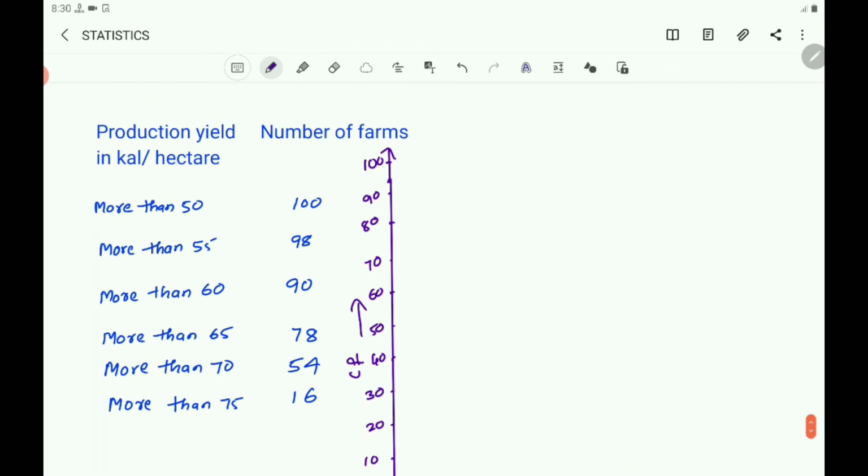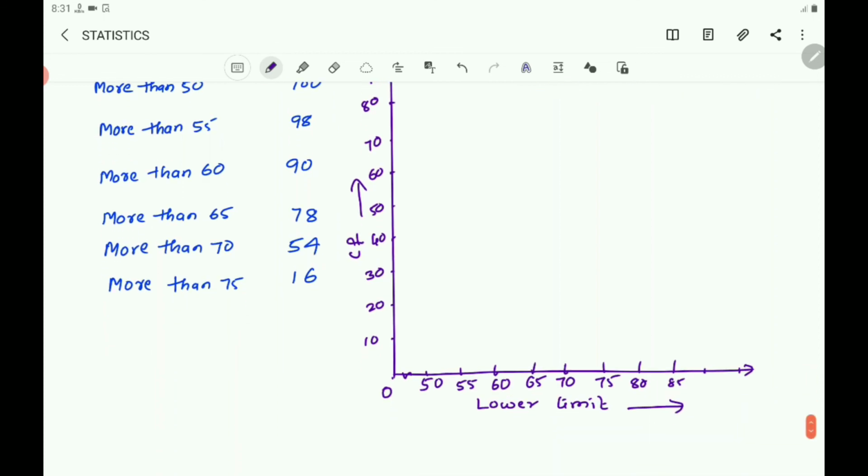Now here you write the scale that is taken. Scale on x-axis, what you have taken, 1 centimeter equals 5 kg. And on the y-axis we have taken 1 centimeter equals 10 farms. Now you mark the points.